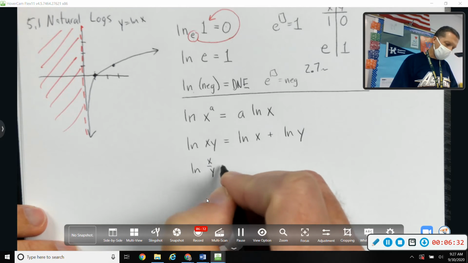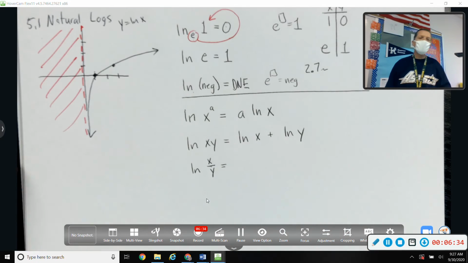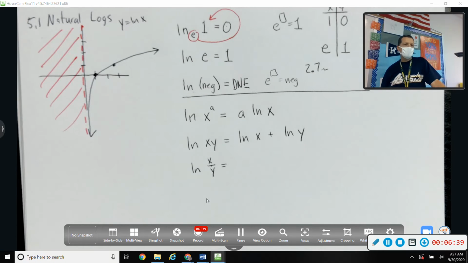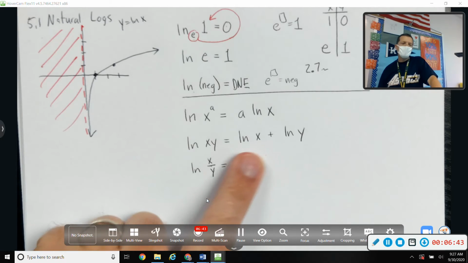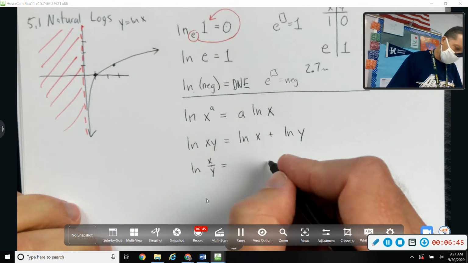And then last property, natural log of x over y. You can subtract, right? It makes sense if multiplication leads to addition, then division probably leads to subtraction.